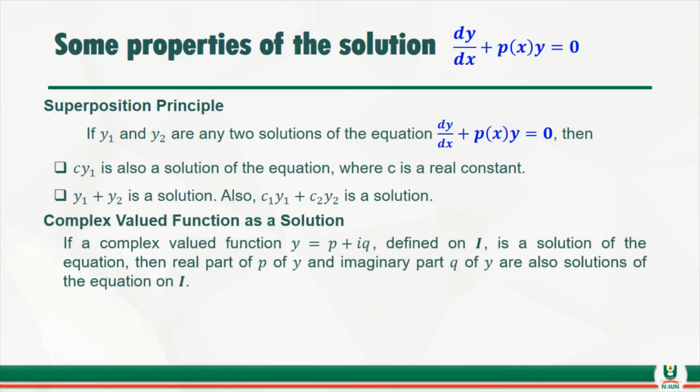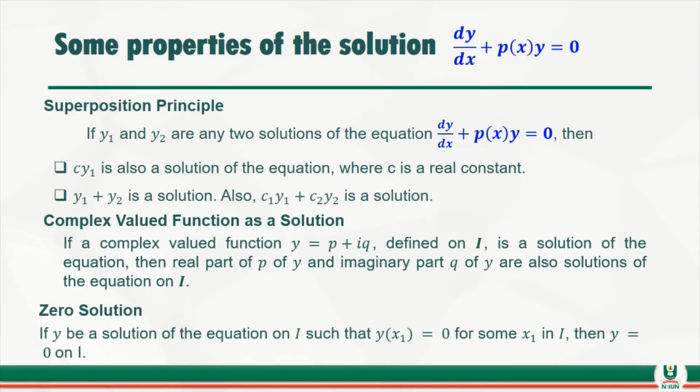Another important thing now is the case of a complex-valued function which is a solution. What we're trying to say here is that if we have a solution and that solution is in terms of complex, I know when we have complex, it has to do with real plus imaginary. So in this case, if y equals p plus iq is indeed a solution, then the p aspect of it, which is the real part, is also a solution, and the q aspect of it, which is the imaginary part, is also a solution.